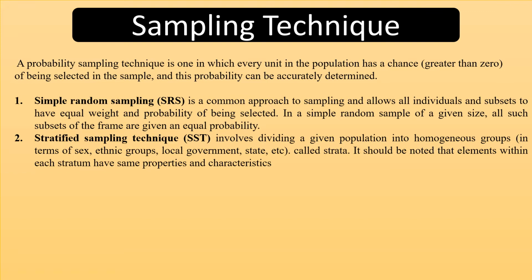So it also involves random sampling, but the first thing to do is to put them into groups, into strata, a strata of homogeneous characteristics. They must have uniform characteristics. You will now pick at random from each of these groups.